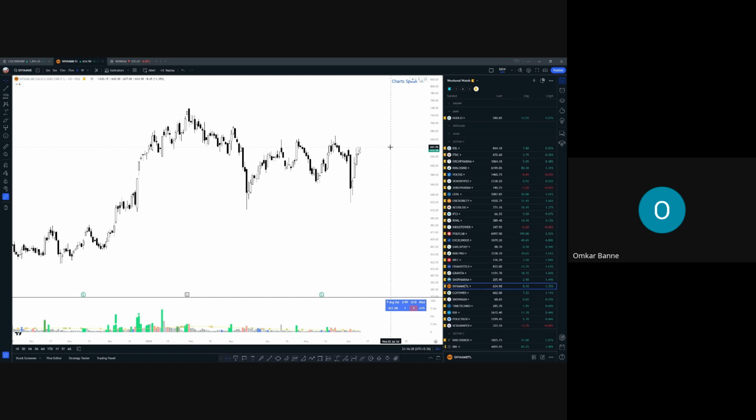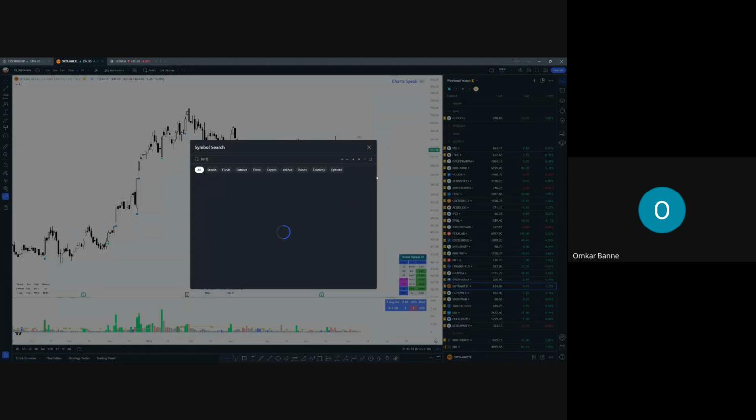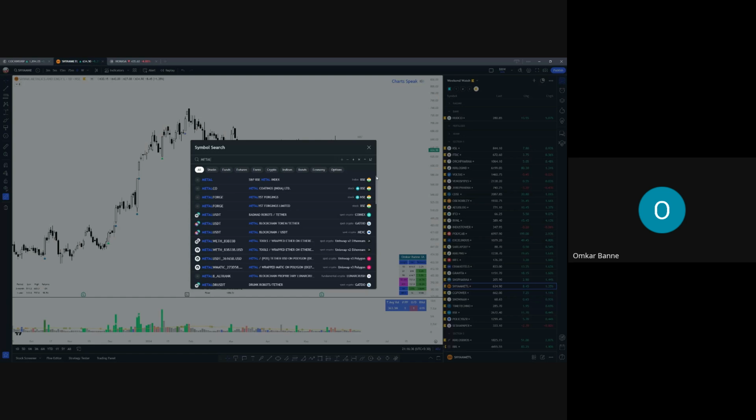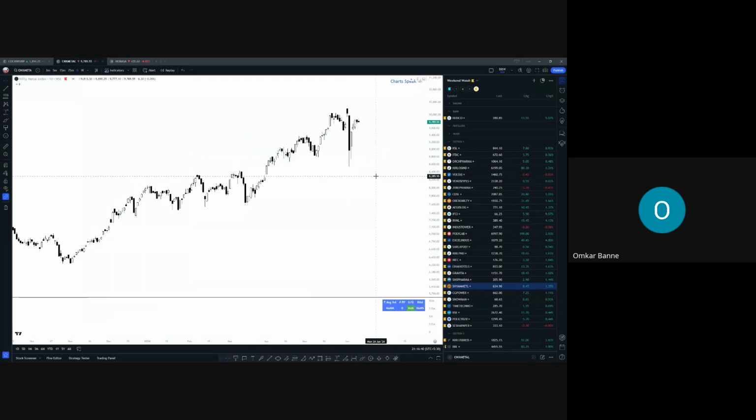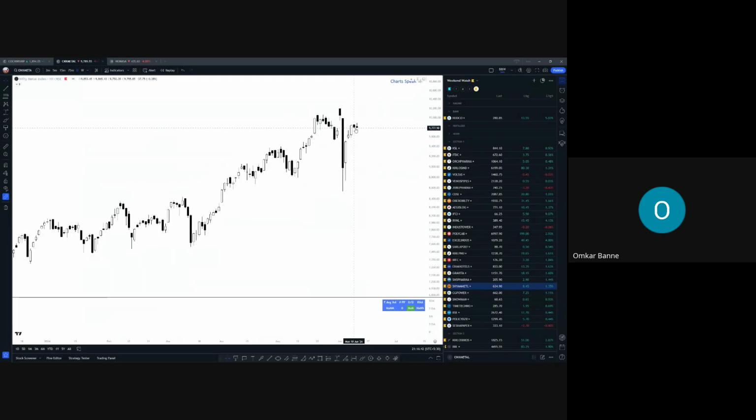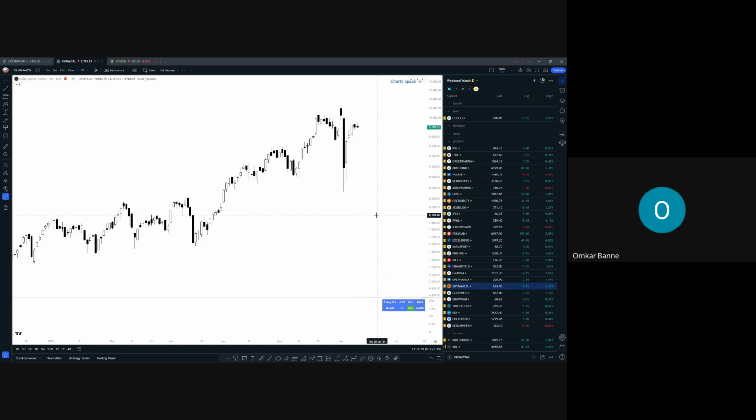Metal is looking fine. Metals were looking hot today. The metal index is also now forming small candles here. There was some move in some metal stocks today, I think.